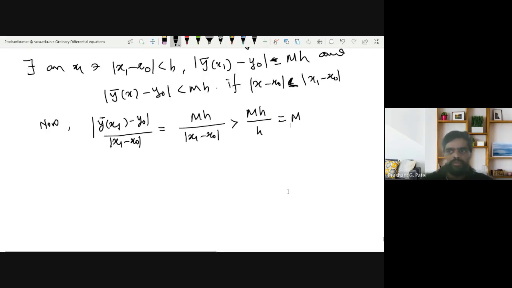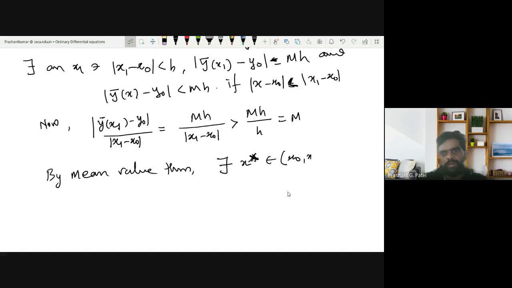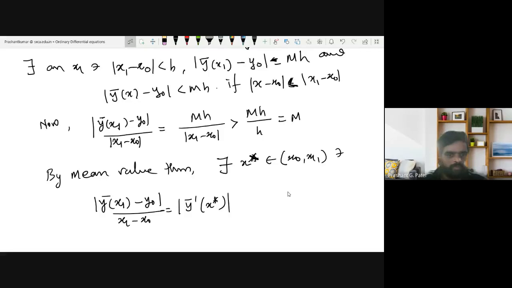So by mean value theorem, there exists x star in the interval x0 to x1 such that mod of y bar of x1 minus y0 upon x1 minus x0 is equal to y bar dash of x star. So by mean value theorem we can say that there exists x star which is in between these two. We can have this.